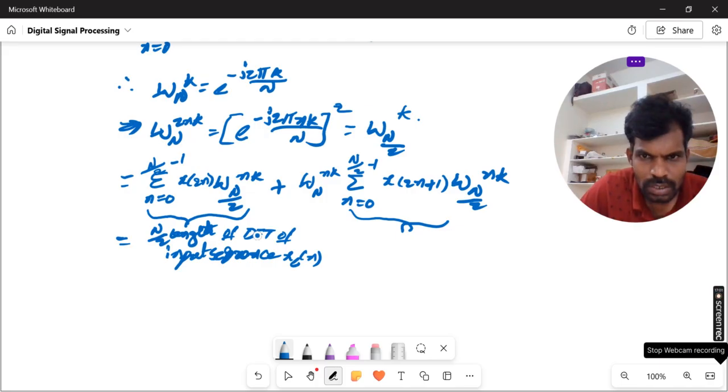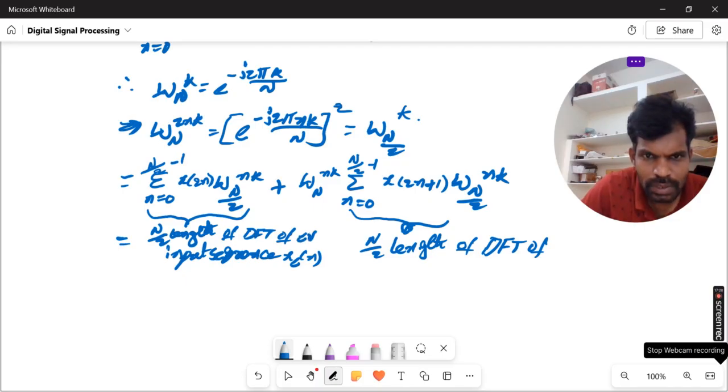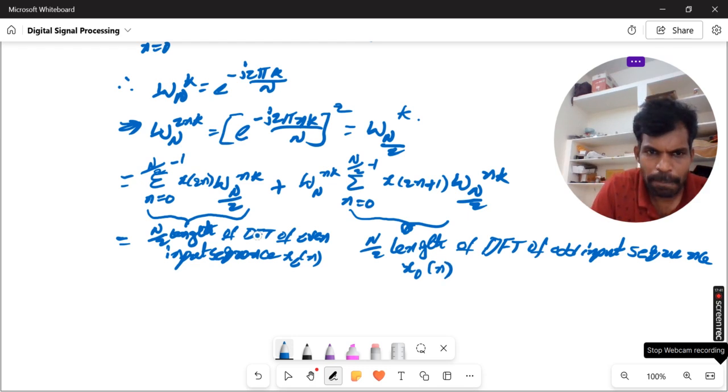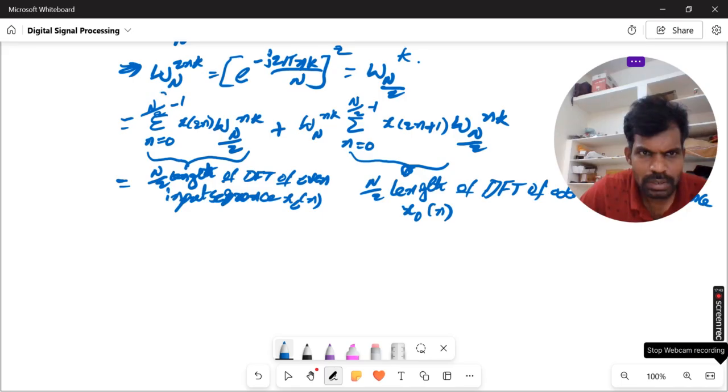Coming here, n by 2 length of DFT of even input sequence, this one, and this one is DFT of odd input sequence. How are we going to denote the odd input sequence? XO of n. Okay, so finally in this place we are going to write it as here.